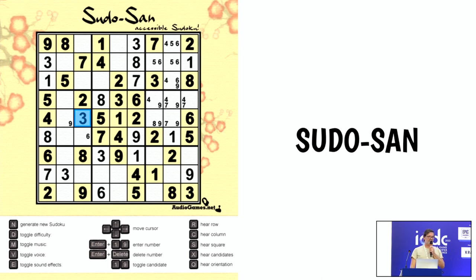And it had an extensive sonic interface. We also added a visual interface just because we could and we wanted to try some stuff out. But you could play this with the screen turned off, with your eyes closed, etc. To play, players would use the cursor keys to navigate around the puzzle, and there were keys to hear each row or column or square or even the candidates that would be in the cells. And this experiment was really a huge success in the sense that our design was an absolute disaster.